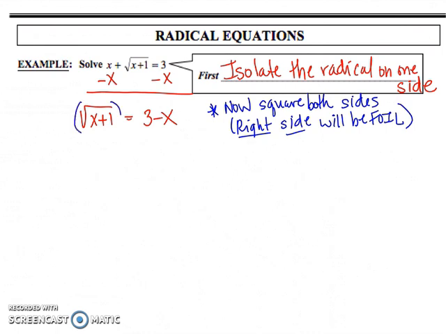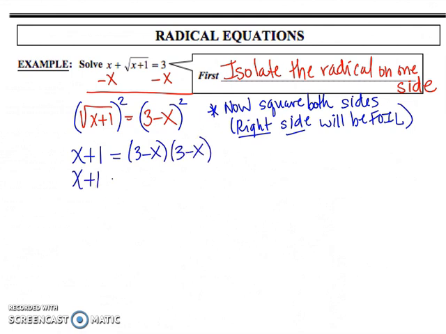So I'm going to square the left side and I'm going to square the right side. On the left side, the square root and the square just cancel, so I just have x plus 1. But on the right side, I really have 3 minus x times another 3 minus x, and I have to FOIL that. So I just continue to work down. When I FOIL, first, outer, inner, last, I get 9 minus 3x minus 3x plus x squared. I combine my like terms. So I get 9 minus 6x plus x squared.